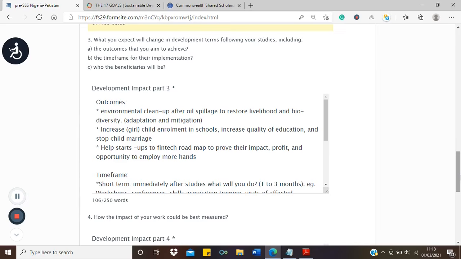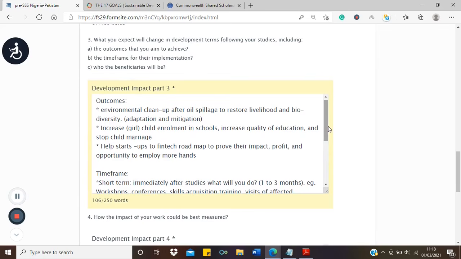So here they want you to state the outcomes you hope to achieve. Remember, we've already said things about the problem we intend to solve, whether it's the environment, girl child education, corruption, or helping startups with technological innovations on how to be more profitable, how to expand, how to get grants. Whatever your concern is, make sure it is consistent from your first question to the 11th question. So here it's asking about outcomes.